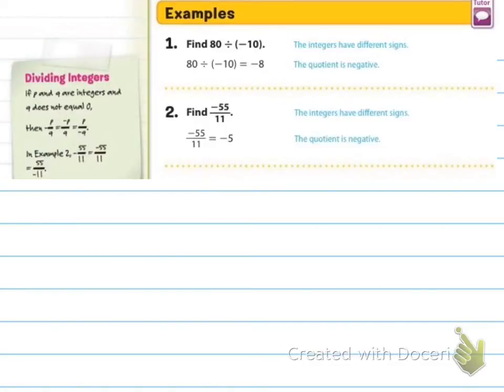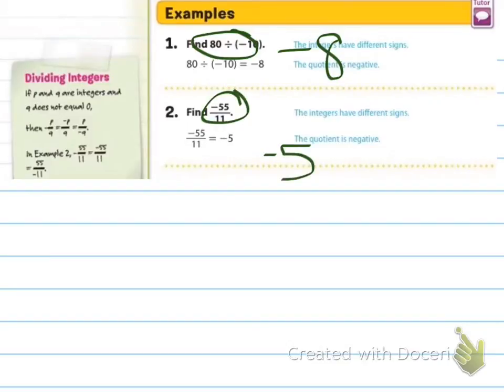Example 1 says 80 divided by -10. You're going to do 80 divided by 10, just divide like normal, and that would be 8, and then they're different signs, so it's going to be a negative. Sometimes, guys, if you just want to make sure that you don't miss the sign, if you've got different signs, automatically with your answer, just put the negative sign and then put your answer next to it when you're done. That way you've got the negative sign taken care of and you won't forget. We've got different signs, so it's going to be negative. 55 divided by 11 is 5, so -5.